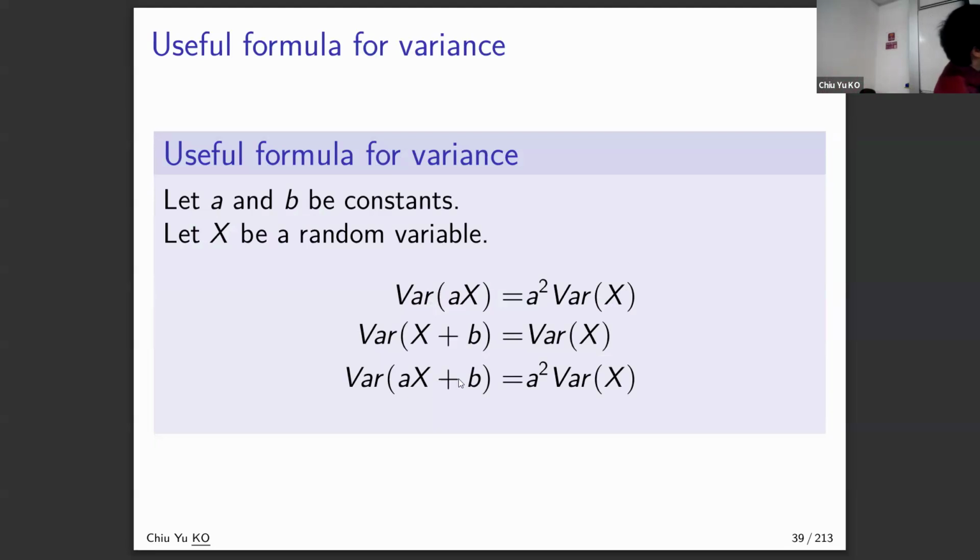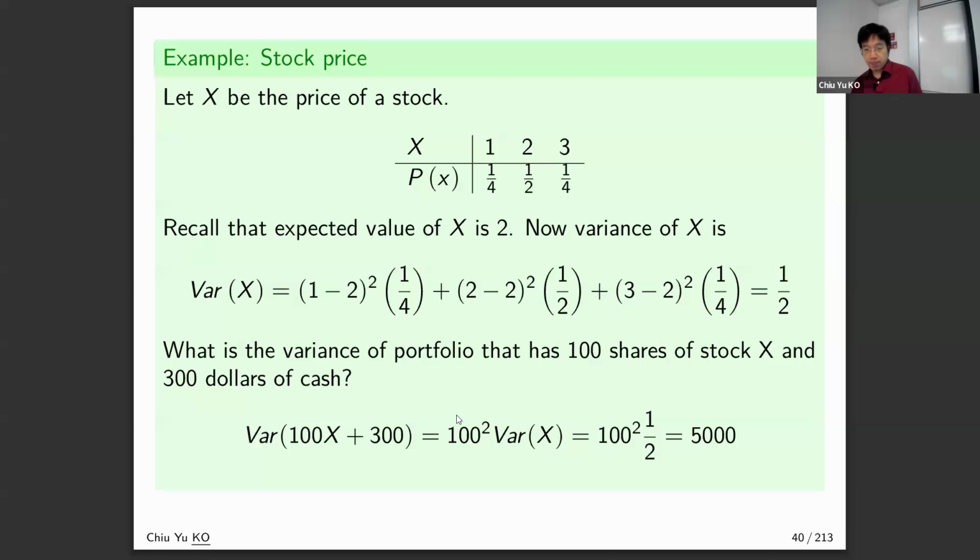Then you have to be careful: when the variance is multiplied by a constant, it will be the constant squared. The reason is the square in the variance. Okay.